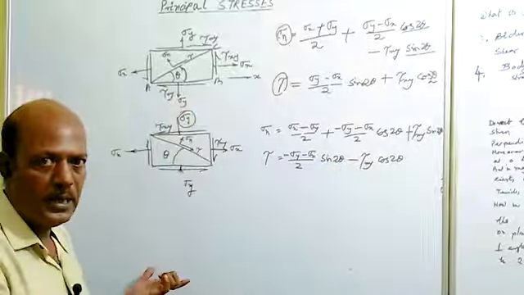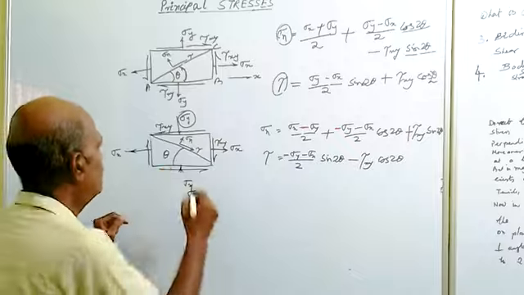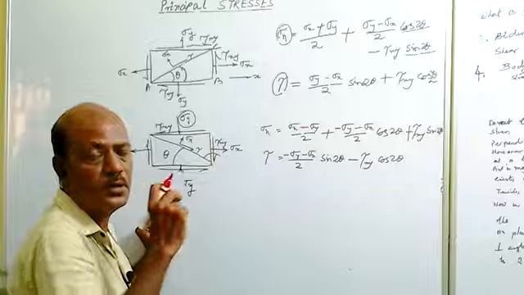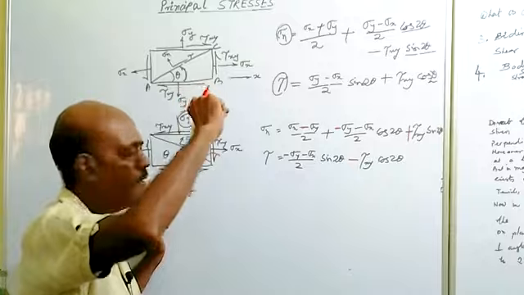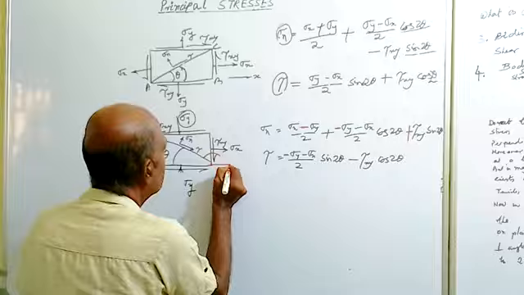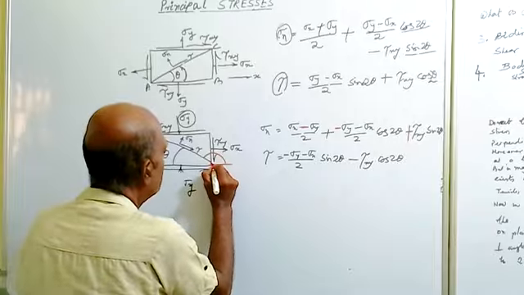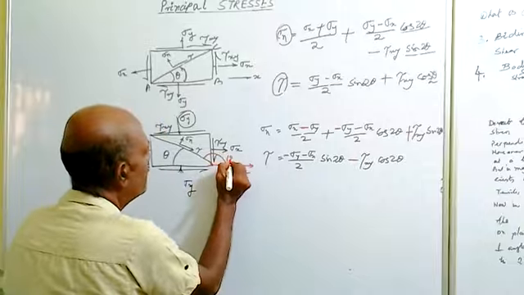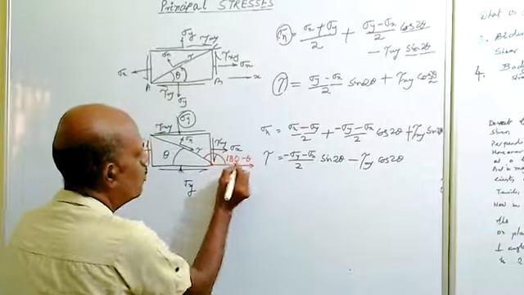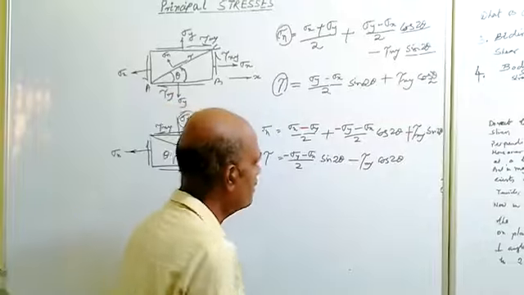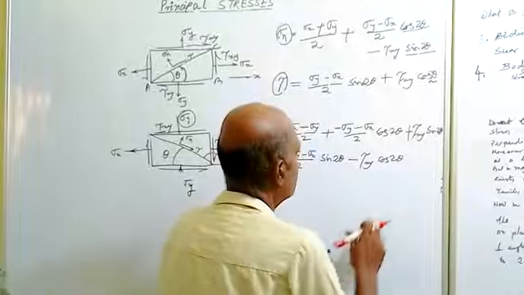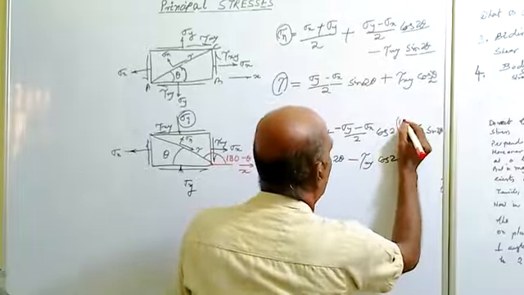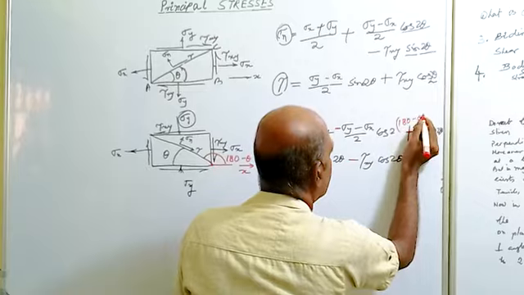Now we will go for theta. For this case, theta is the angle between the positive x direction and the inclined plane. So what is the theta value for this case with positive x direction? This is 180 minus theta. So we will substitute this value instead of theta. So instead of theta, we will write 180 minus theta.